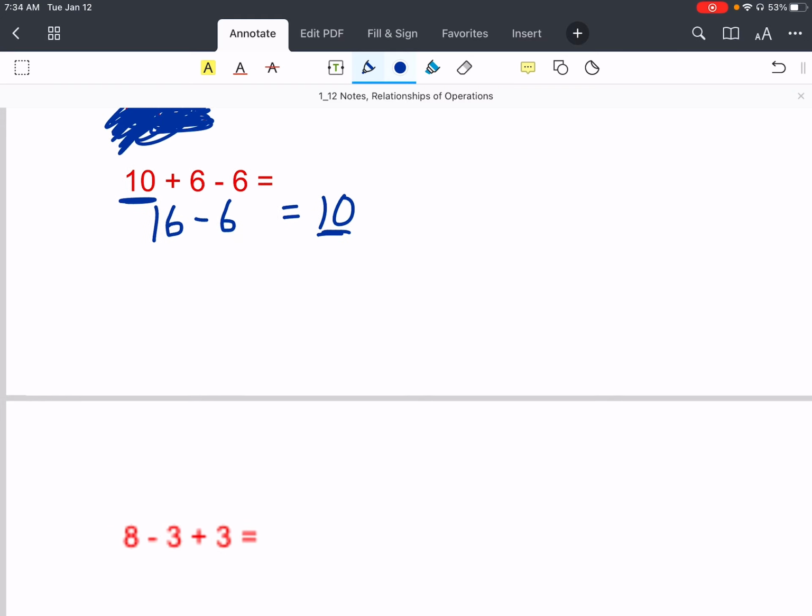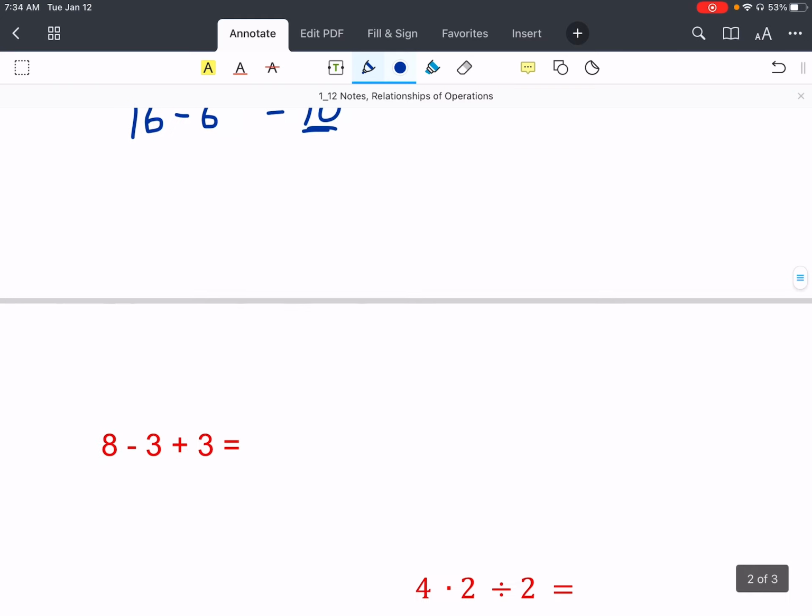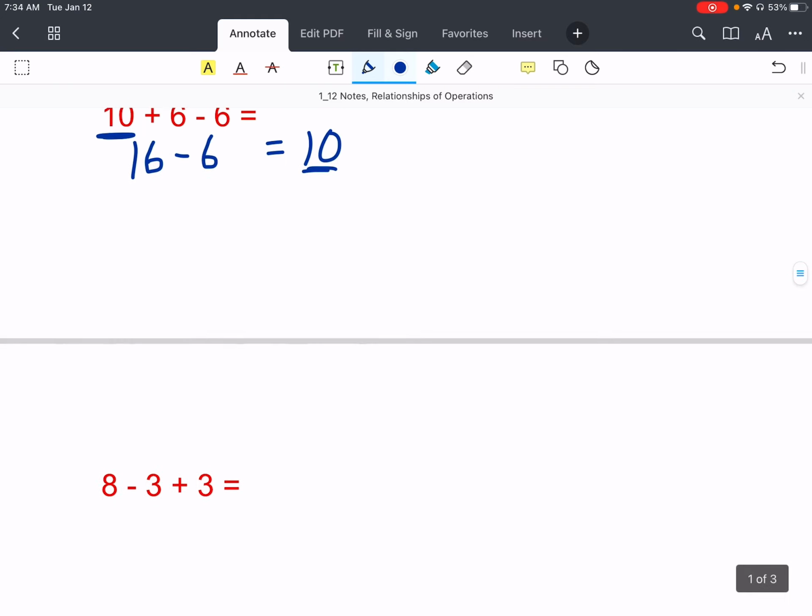So similar problem here. We start with 8. We take away 3, and then we add 3 back. So we know that 8 minus 3 is 5. We add 3, and we get back to 8. So the order has changed. We have subtraction, we have addition, but because those are the same number and they're opposites, they cancel each other out, and all we're left with is our original 8.